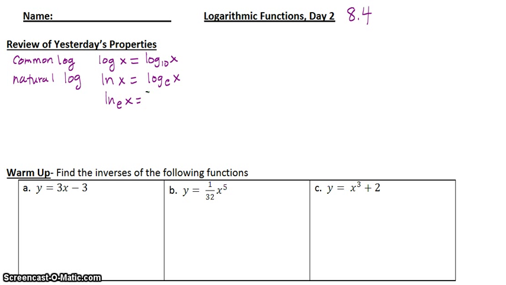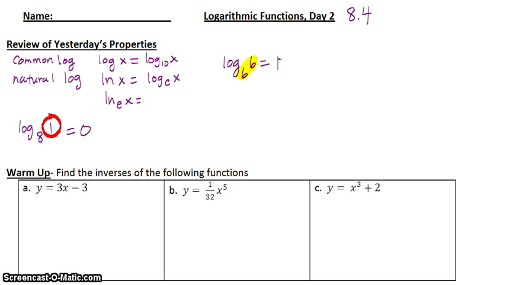Next, property. If I have anything, any base, and I have a 1 right here, the answer is 0. Next property I want to review. Let's say I had log base 6 of 6. Whenever these two numbers are the same, the answer is 1.